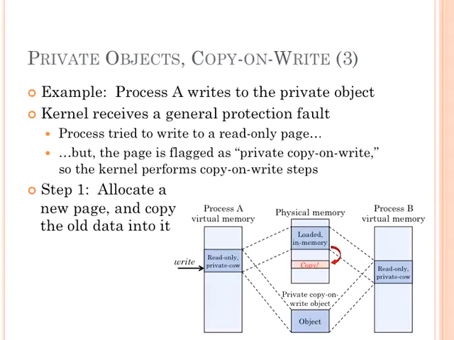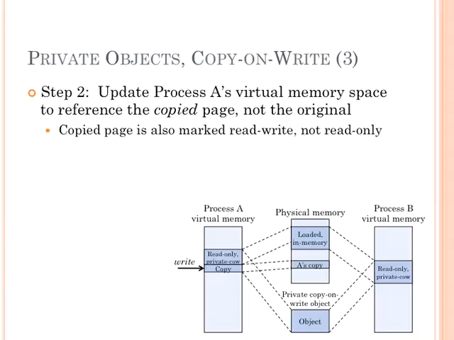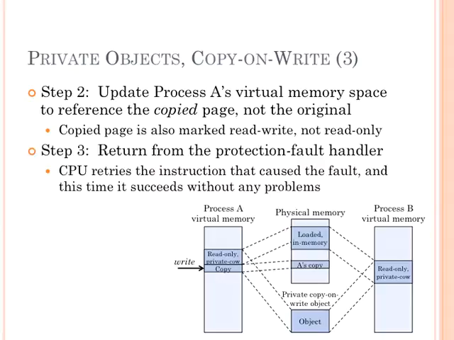Sets aside another page for the process, copies the data into it, updates the mapping, and says, hey, this part is now writable. Like I say here, the copied page is marked read-write, not just read-only, because we now have a copy. Then the kernel returns from the fault handler and the application tries the instruction again, and this time it succeeds. Process A is the only process that actually sees the changes made to that page. So it's very straightforward.